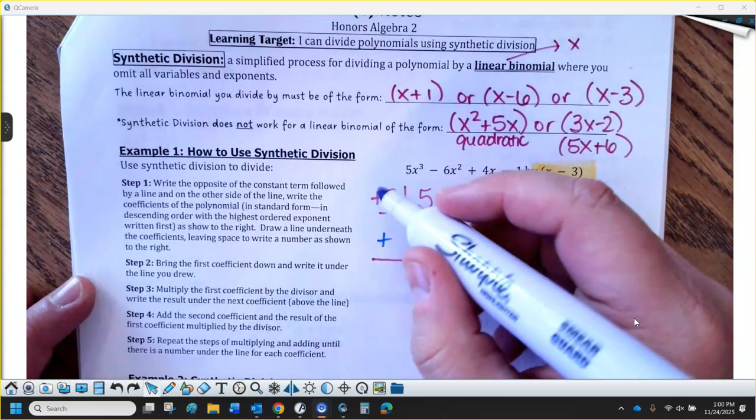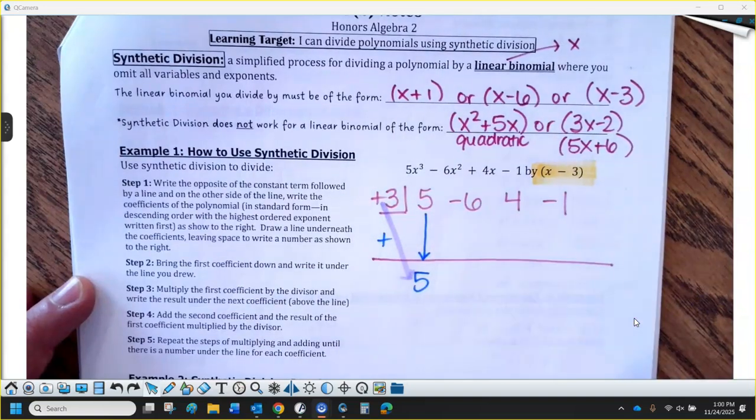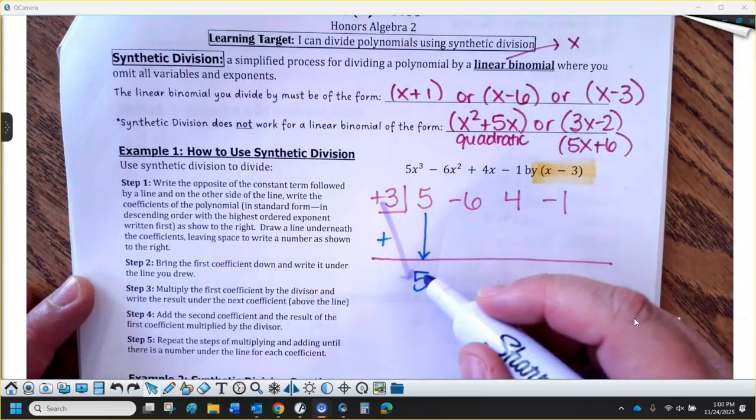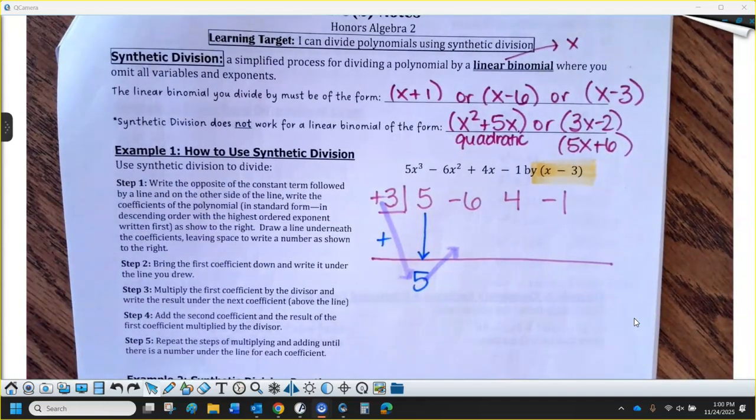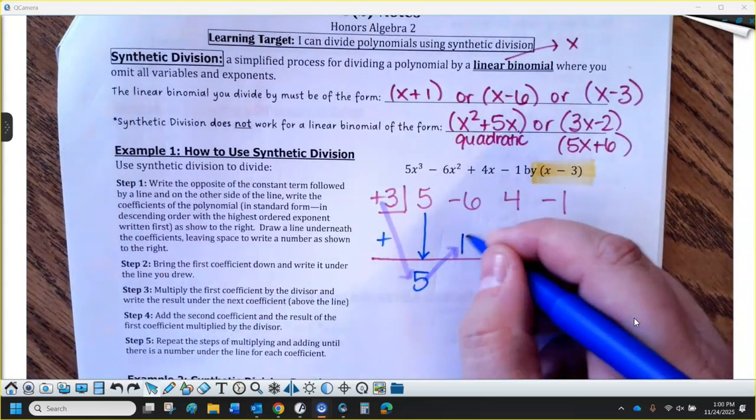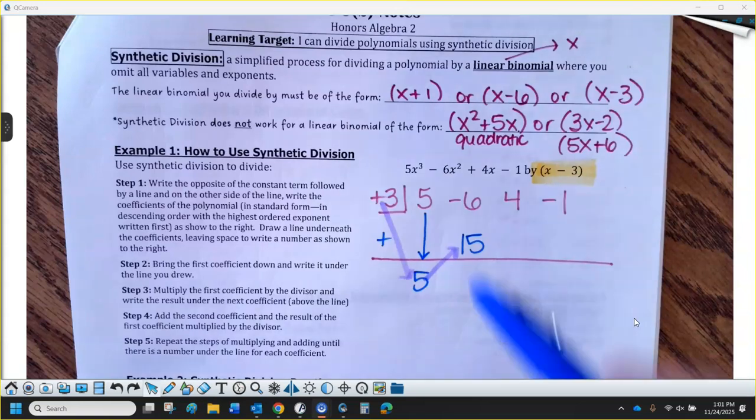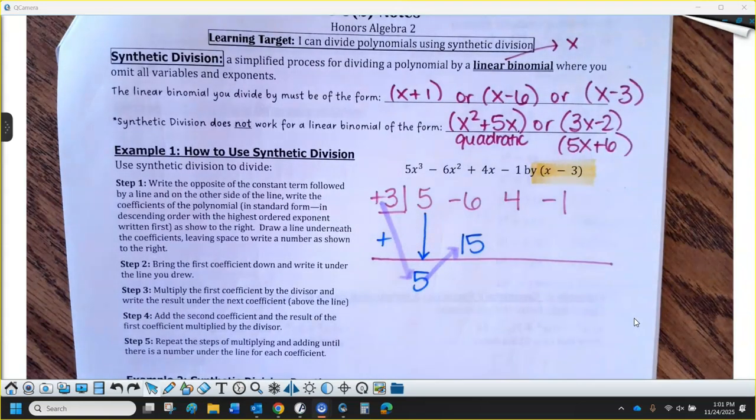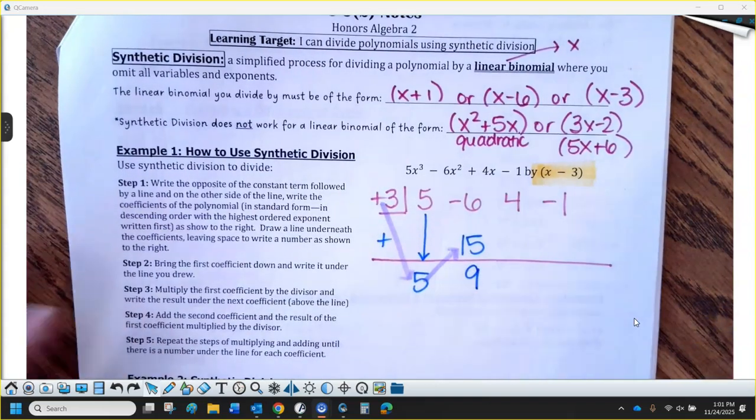You're going to take this number on the outside, which is 3. You're going to multiply it by the number underneath the line, and then put the result in the next open spot. So I'm going to do 3 times 5, and that goes in the next open spot above the line. Once you do that, you're going to add the 2 numbers that are stacked on top of each other. So I'm going to do negative 6 plus 15, or 15 minus 6. So this would be 9.